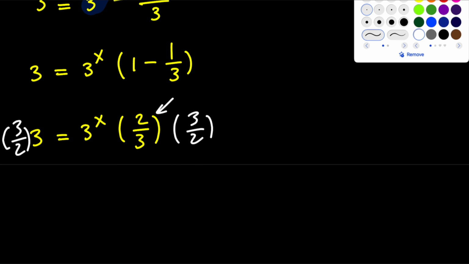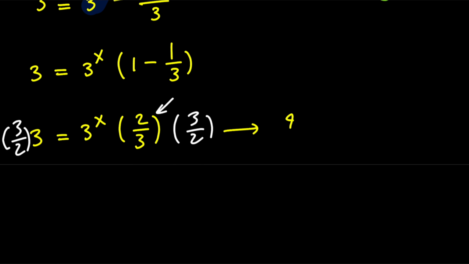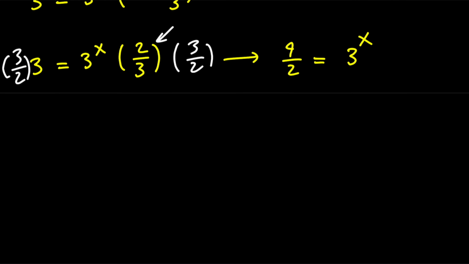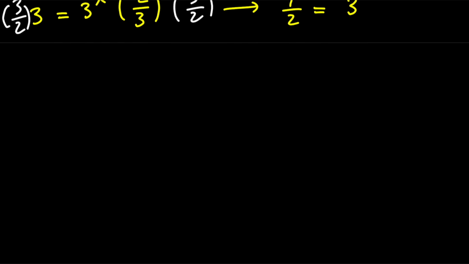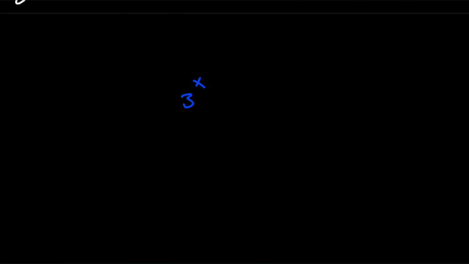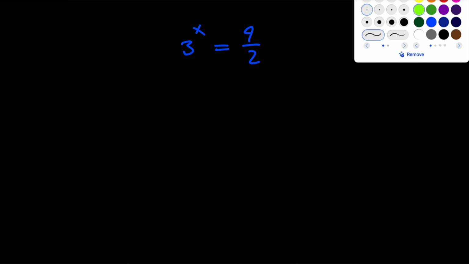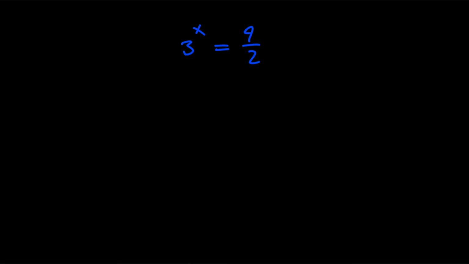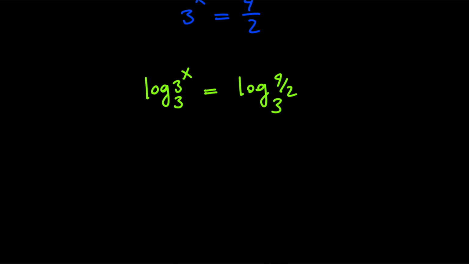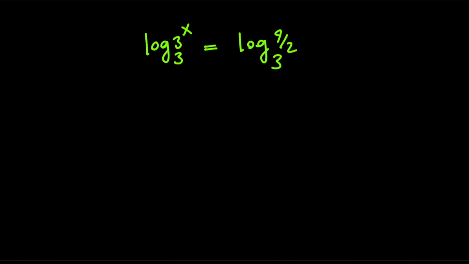So by doing that, I'm going to have 9/2 equals 3 to the power of x. Great. So what we want to solve is 3 to the power of x equals 9/2. So in order to solve this for x, let's go ahead and take the log of both sides with base 3. So we're going to have log of 3 to the power of x with base 3 equals log of 9/2 with base 3.